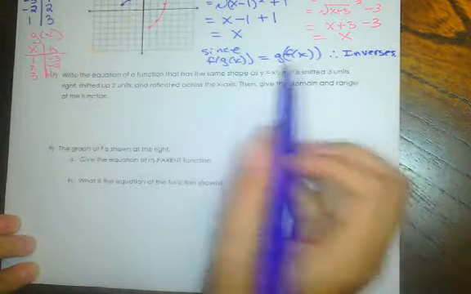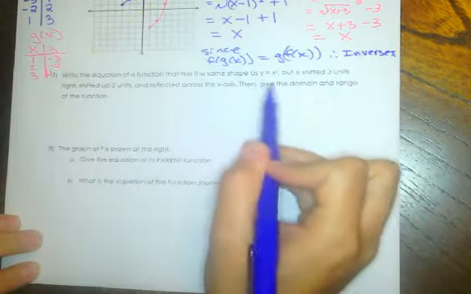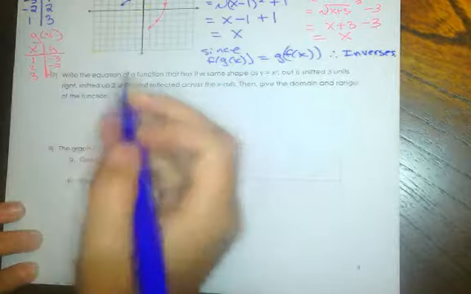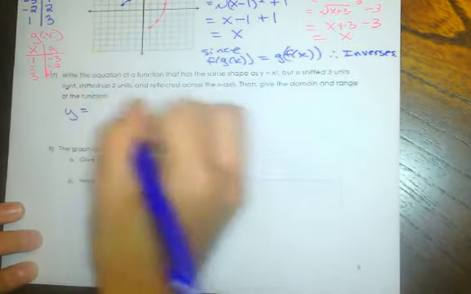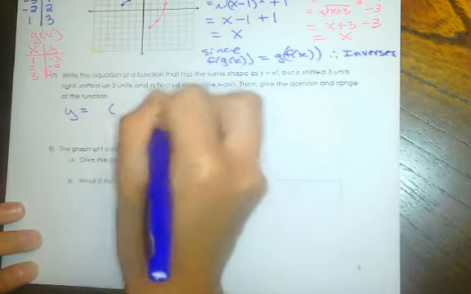Alright, in the next one we are just doing a transformation. So it's going to have the squared shifted 3 units to the right. Remember, that's going to occur inside. So it's going to be y equals, leave yourself some space there.